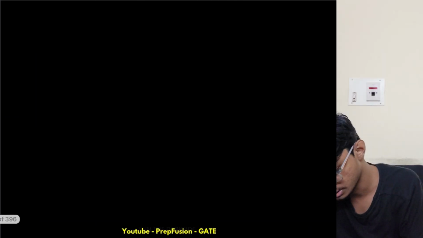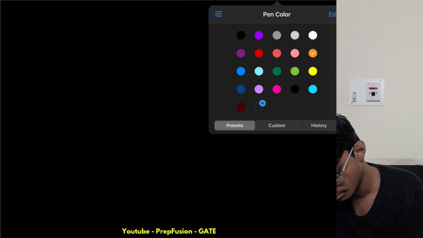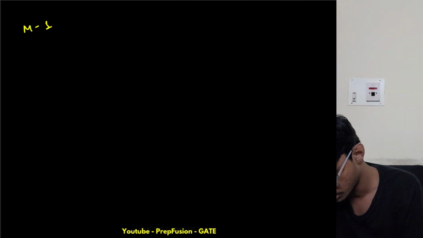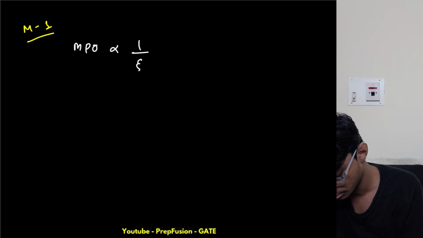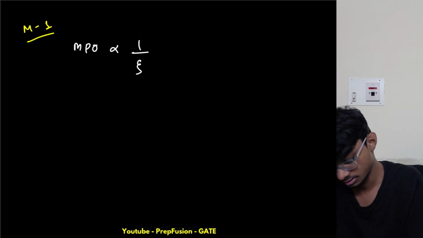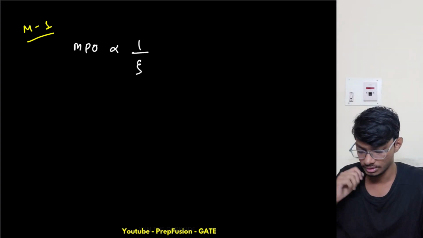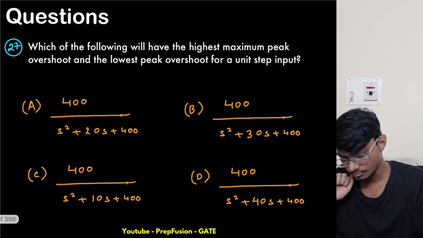So method 1 is basically: MPO is inversely proportional to zeta. Okay, so this is my method 1.